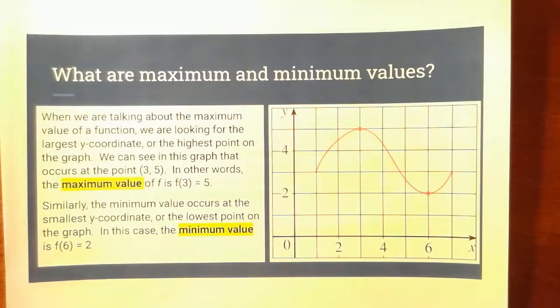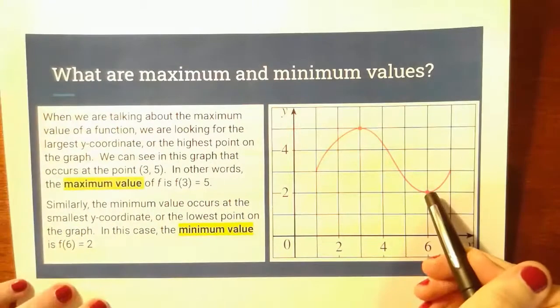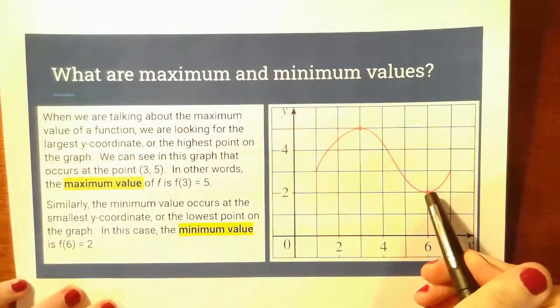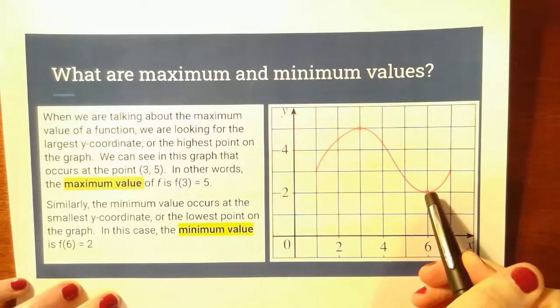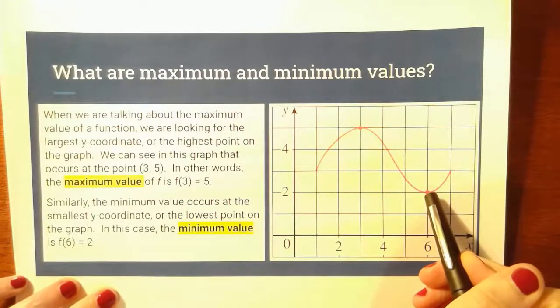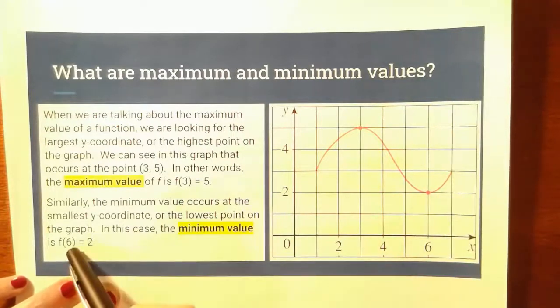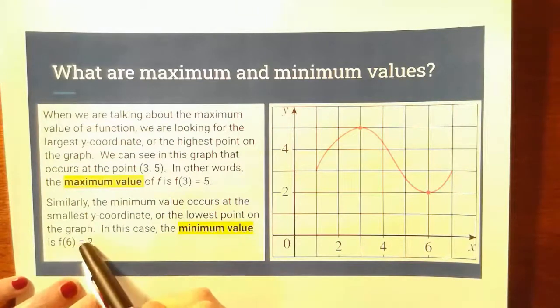Similarly, a minimum value would be where we're looking at the lowest point on our graph. And in this case, our minimum value would be at this point. And again, the value itself would be the y-coordinate of 2. So our minimum value would be 2. But if we want to describe where it happens, we can use function notation and say the minimum value is f(6), which is 2.